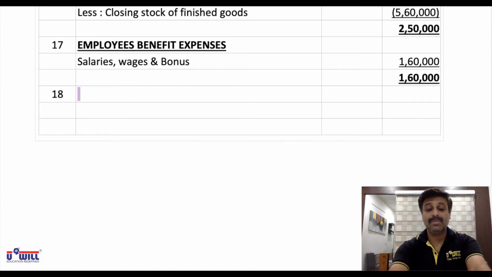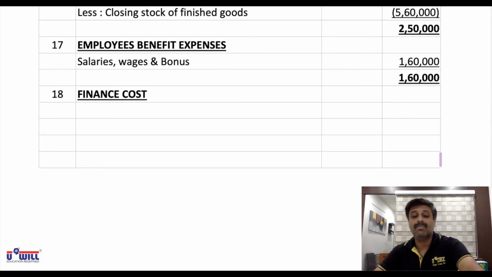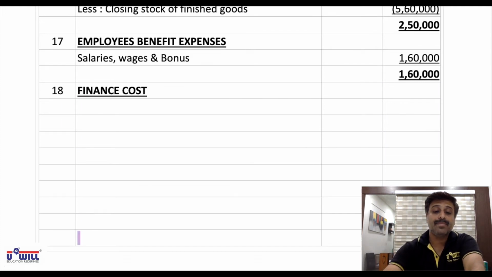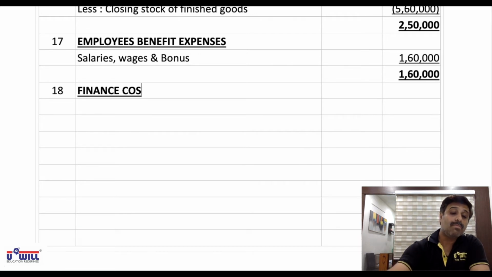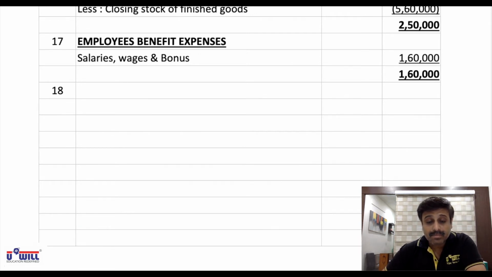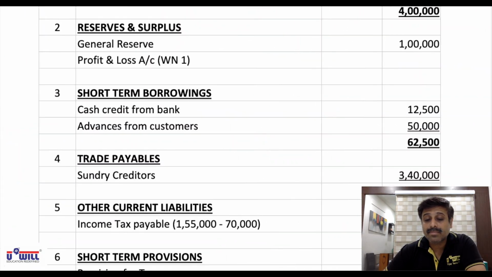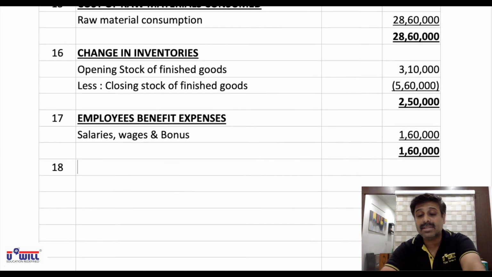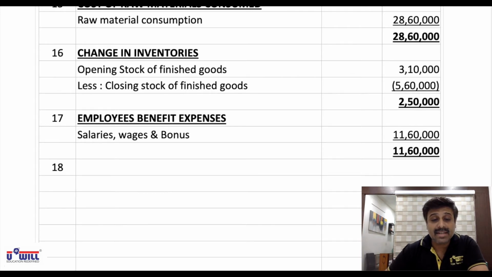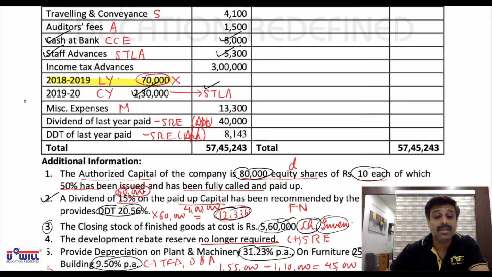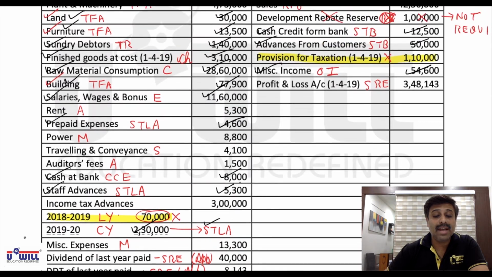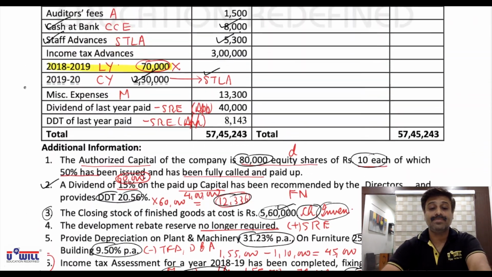Then after employee benefit expenses, we will have finance cost. F marked items. I think finance cost we don't have. There is no item marked as F. Check it up, everyone. Salaries, wages and bonus, 11,60,000. I had written 1,60,000 by mistake, make it 11,60,000. And after that, F is not there, so directly we'll have depreciation and amortization.